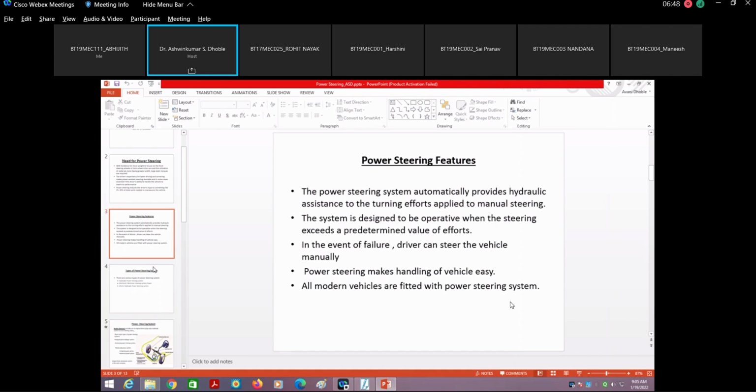So here I will just show you the different types of power steering system, but we have to actually draw the layout sketch of the power steering system. So please ignore this.